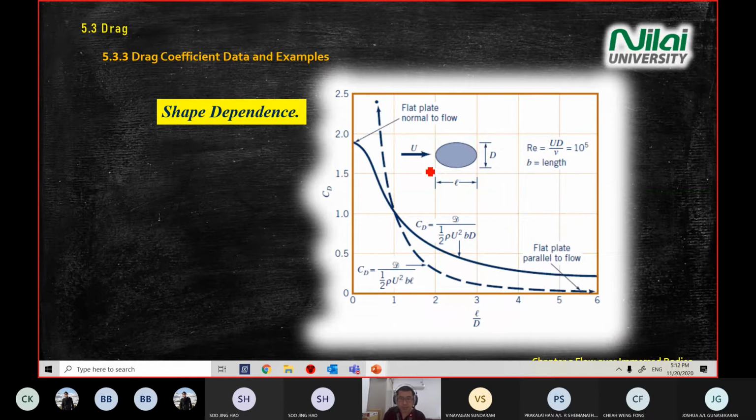So if you change the shape from a circle to an ellipse, what happens to your drag? You can see the solid line, the flat plate, gives you an arrow. This arrow refers to the flat plate. We have the flat plate. Your drag coefficient will decrease if you have an ellipse.